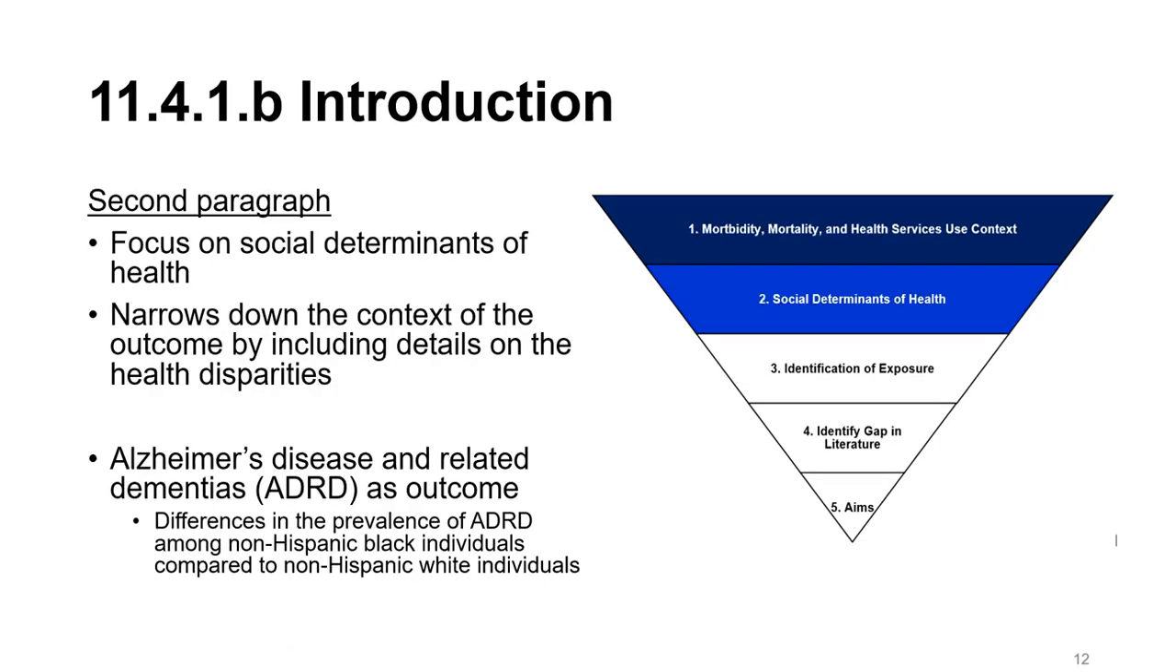Then the second paragraph focuses on the social determinants of health, and this is particularly true when doing studies in public health looking at race and ethnicity. My research focus includes race and ethnicity as a predisposing factor of morbidity, mortality, and health services. Here you're really narrowing down that context a little bit. For example, if you're taking ADRD as an outcome, then you may want to look at the prevalence of ADRD among non-Hispanic Black individuals compared to non-Hispanic white individuals.